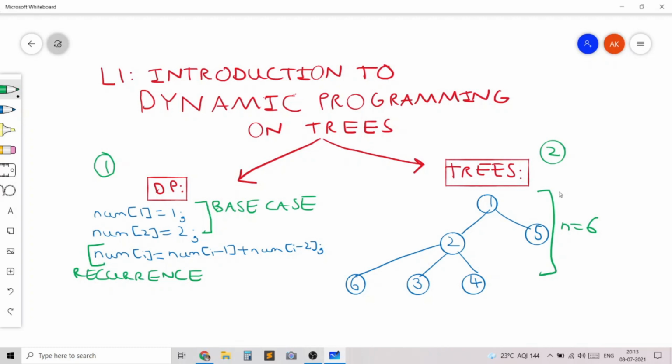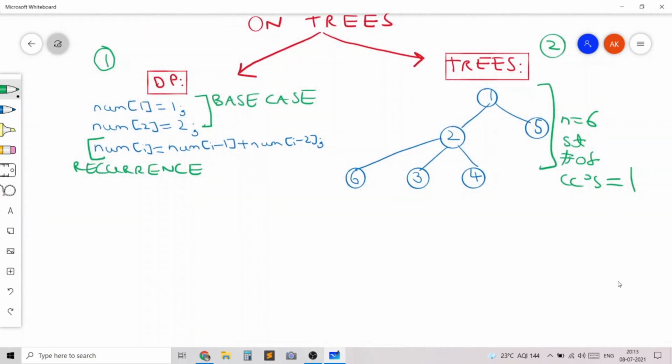And a tree is a graph with n nodes. In this example, n is 6, and n minus 1 edges, so 5 edges, such that every node can reach every other node, or the number of connected components is 1. So this is the basic prerequisite which you should have. You should know what DP is and what trees are.